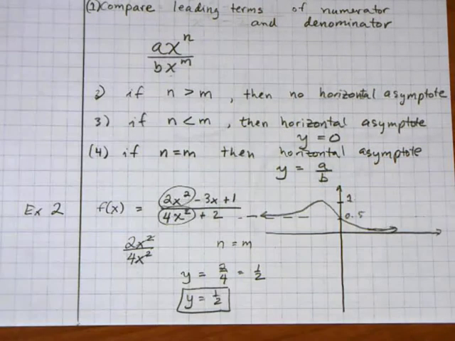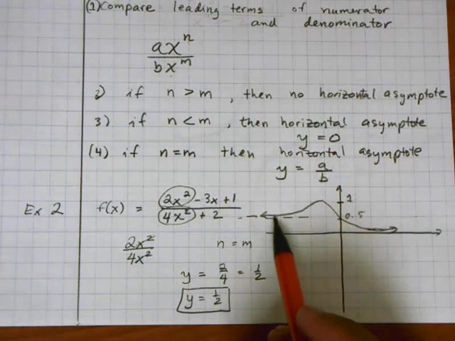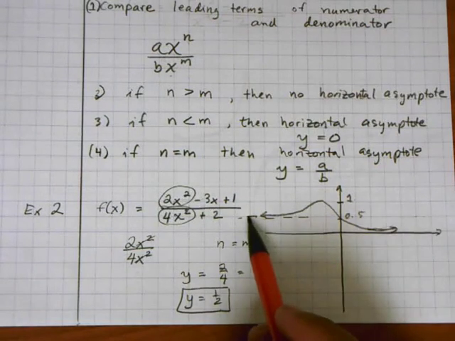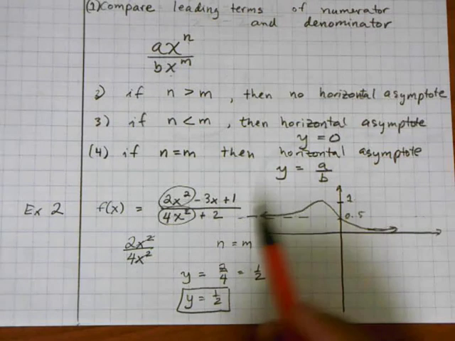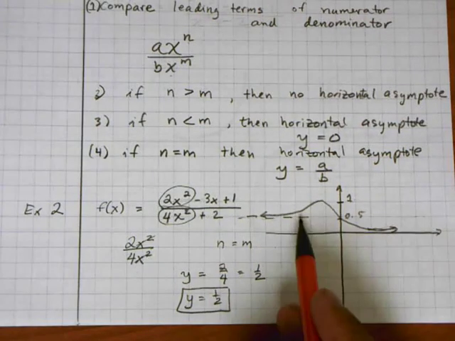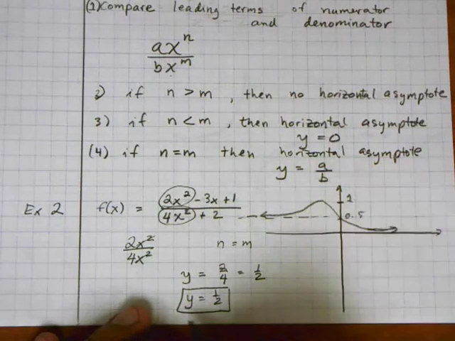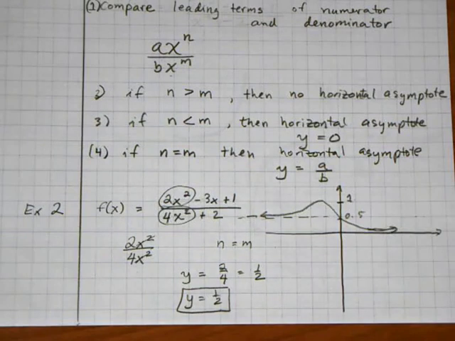So in this case, the graph is getting closer and closer to 0.5. The y values are getting closer and closer to 0.5 as the x value gets closer to negative infinity. So I can say that the horizontal asymptote is y equals 1/2.